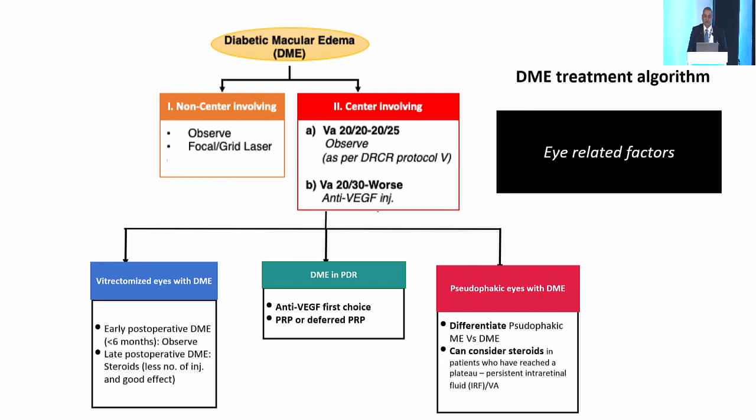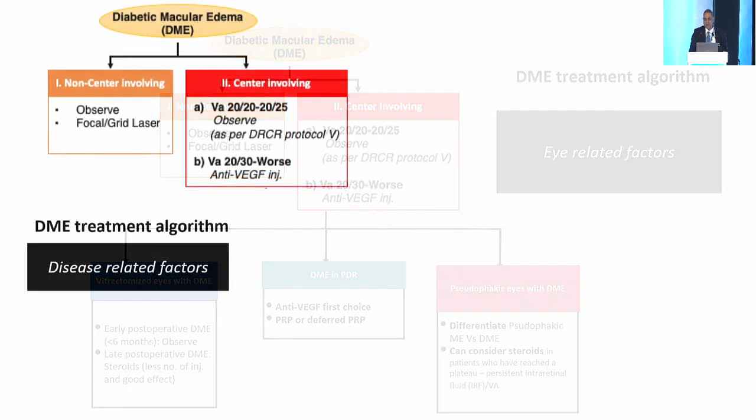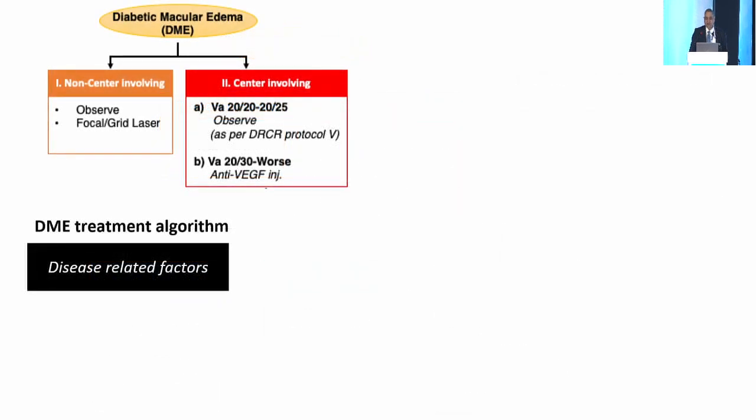If it's a pseudophakic eye with diabetic macular edema, it's important to definitely differentiate a pseudophakic with diabetic macular edema. Majority of the time you'll have both the components, and you can consider steroids as one of the treatments when you have a pseudophakic eye with diabetic macular edema and or a pseudophakic edema.